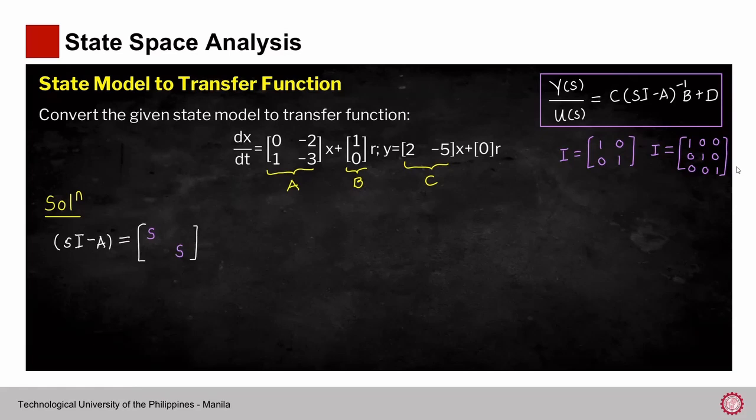Like S minus 0, that is nothing but S. S minus negative 3, this is nothing but S plus 3. Kasi 'di ba yung off-diagonal ng ating identity matrix ay 0, so 0 minus negative 2, that is positive 2. And then this is negative 1. Okay, so naintindihan po ba?